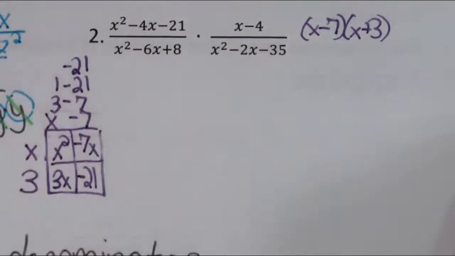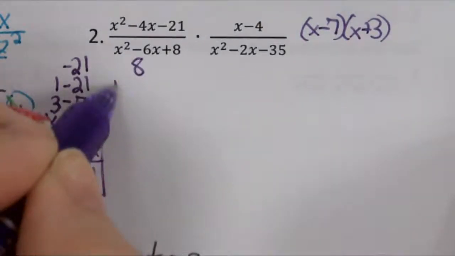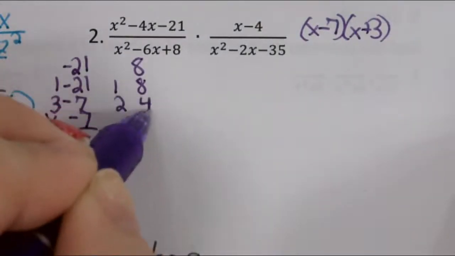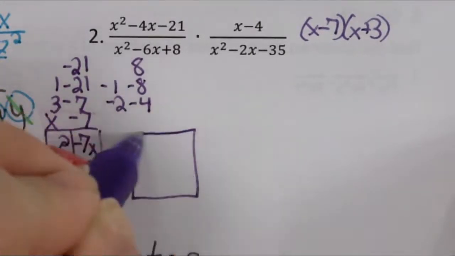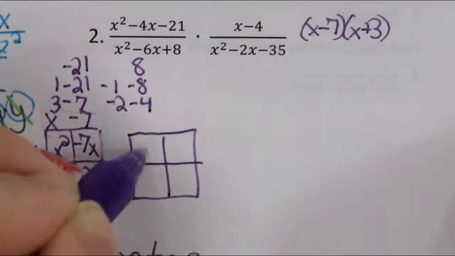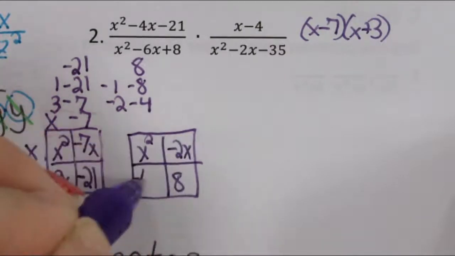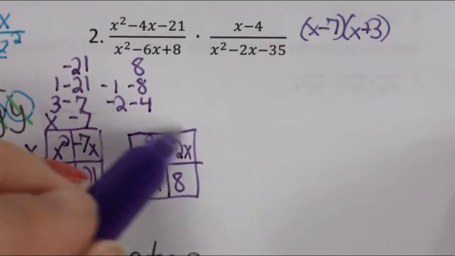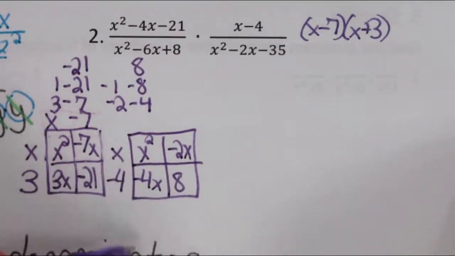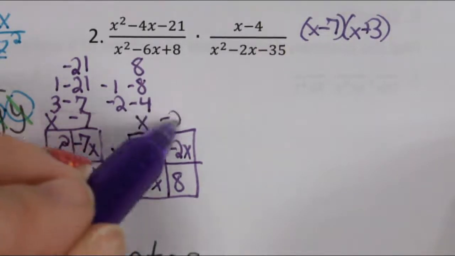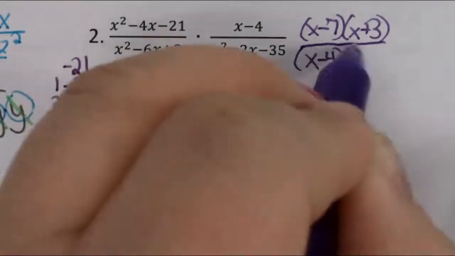Now for the denominator, a times c is 8, 1 and 8, 2 and 4. We want to use 2 negatives. So x squared and 8, then negative 2x and negative 4x. We can take out an x at the top, a -4 on the bottom, an x, and a -2. So x minus 4 and x minus 2.